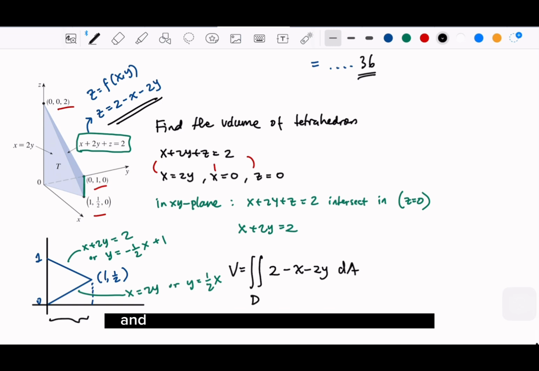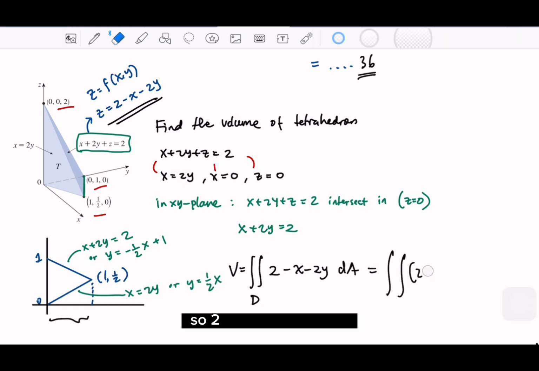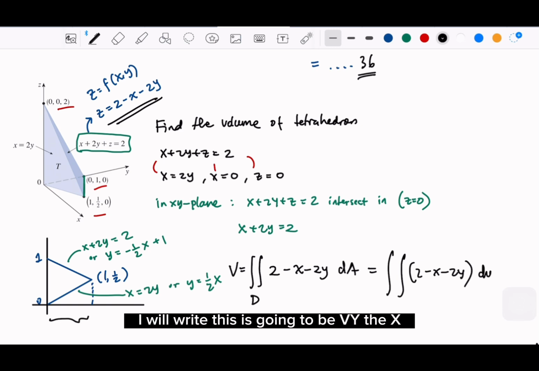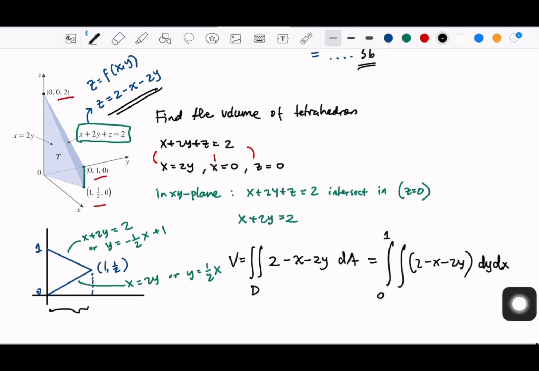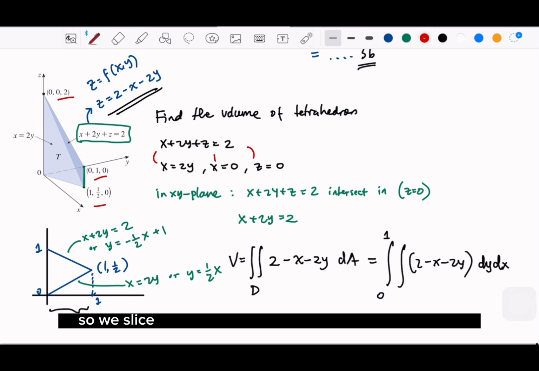And I think it's obvious that this could be the surface function, and then you get z equal to a function of x, y, you're getting the function, and now our goal is to take D, using this area. Okay. So taking D for the area, so we are going to take 2 minus x minus 2y, I will write this is going to be dy dx. So we are going to take x from 0 to 1. So this is going to be from here. So we slice and using dx like that, and we move, right?